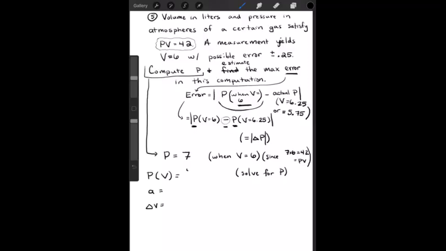Right, so if we want to solve this guy up here for P, that just means moving the V to the other side, and we do that by dividing both sides by V. Right, of course this means that V is not allowed to be 0, but we've already said that V is either 6 or within 0.25 of 6, and so 0 is not included in that range, right, so it's fine to divide by V. Right? Okay, so we have our P as a function of V.